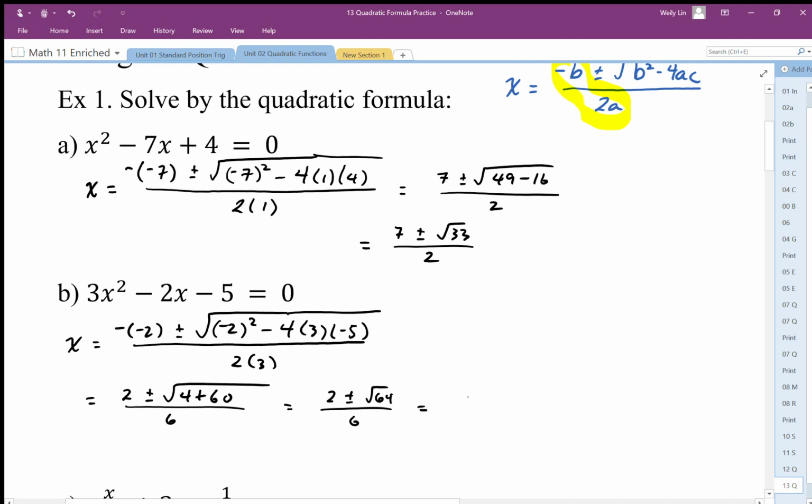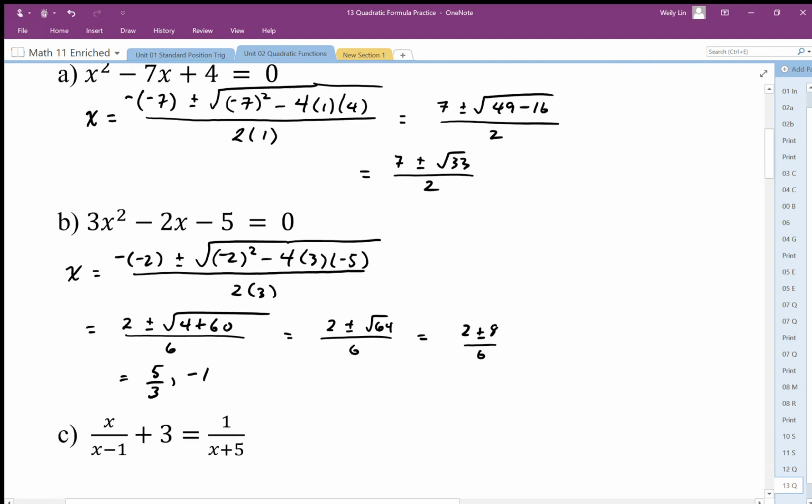So that we end up with 2 plus minus 8 all over 6, so we end up with 10 over 6. Okay, so our solutions are going to be 10 over 6, which ends up reducing to 5 over 3. Okay, and it's going to be negative 6 over 6, or negative 1. Okay, so just clean that up a bit. 5 over 3 and negative 1. So this happens to be factorable. So if we get rational solutions like this, that means that this was a factorable quadratic.